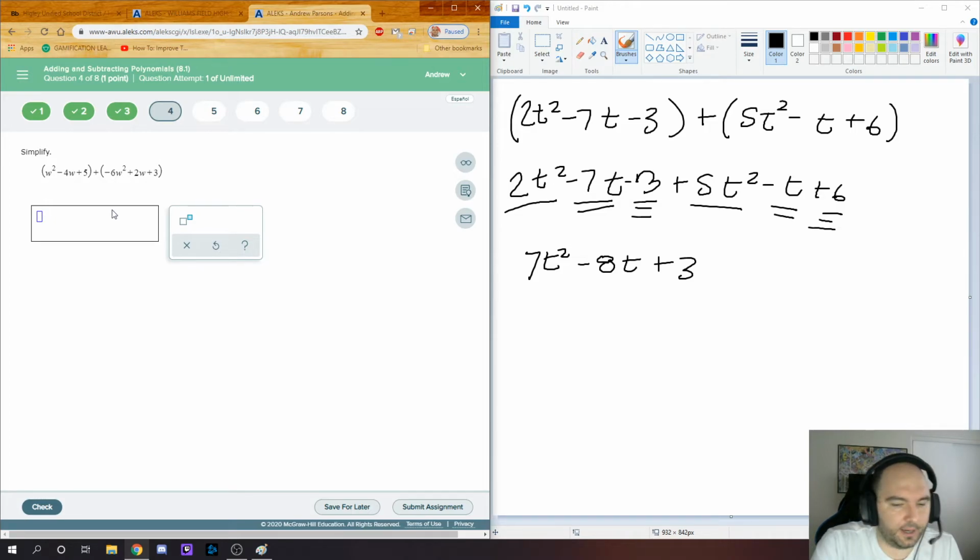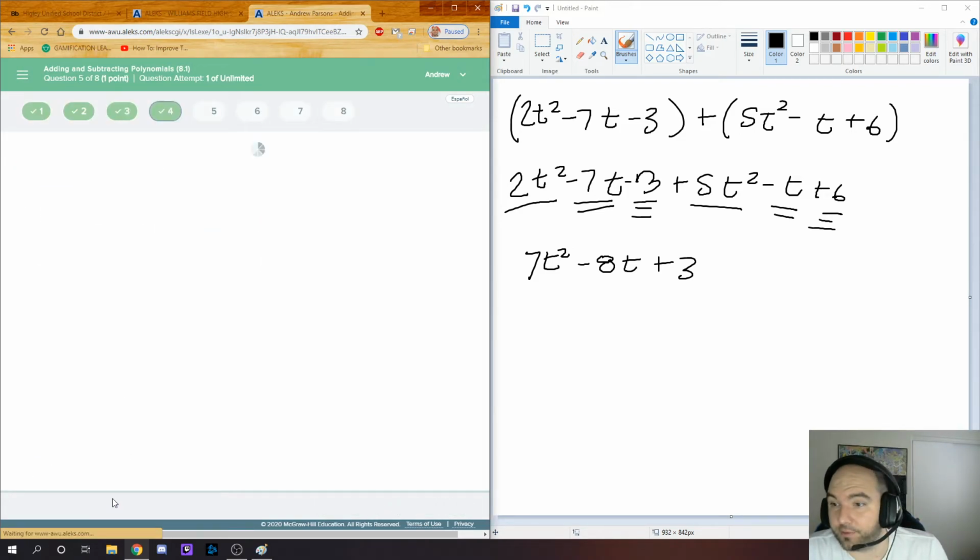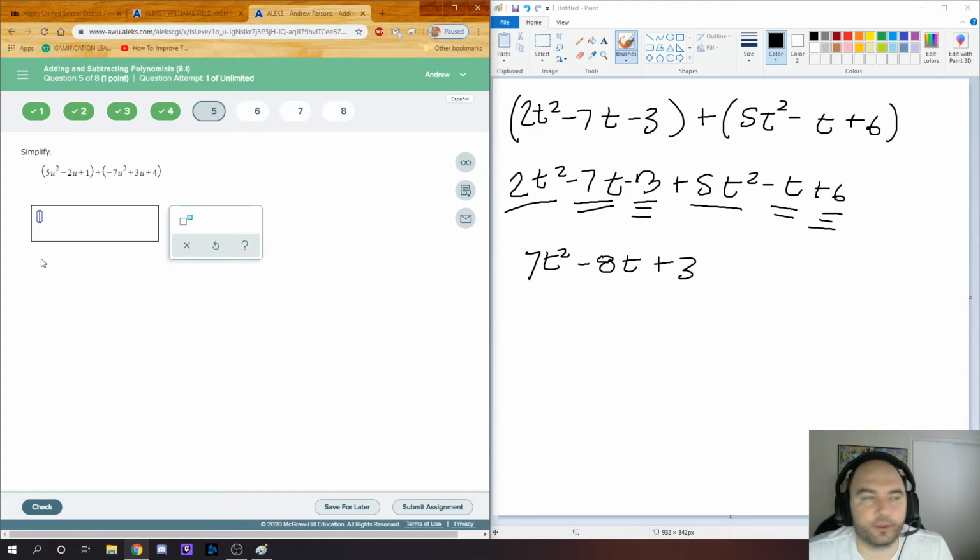Anyways, I get negative 5w squared, negative 4w and 2w make negative 2w. I wrote a 1. Negative 2w. And then 5 plus 3 makes plus 8. So honestly, on a lot of these, you can mental math your way through it. So I'm going to do that for the next couple here.